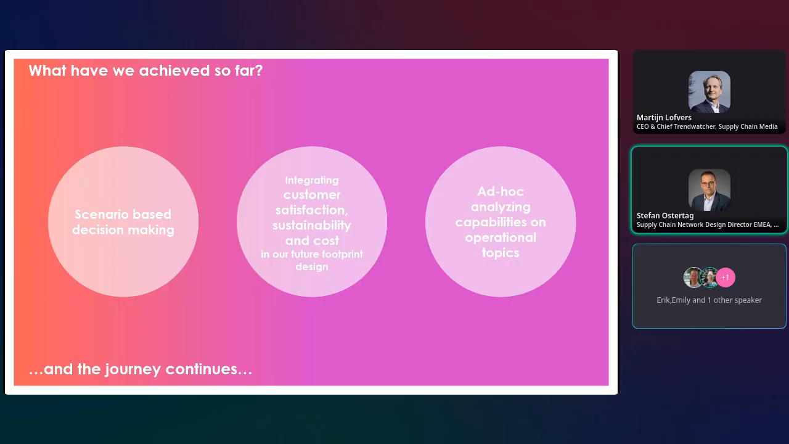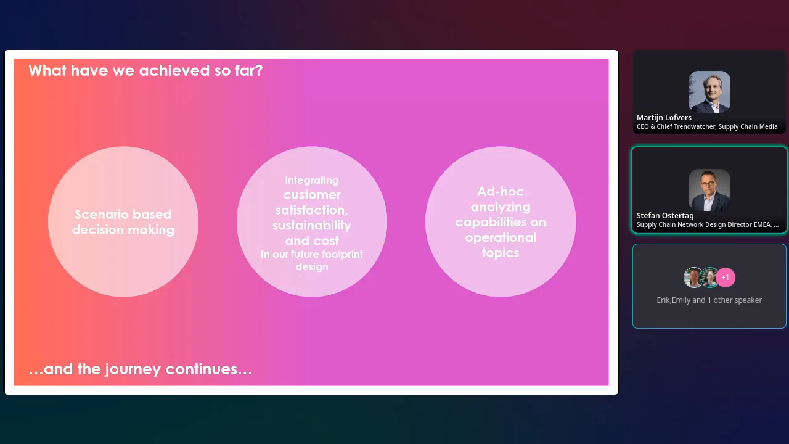So in the beginning, for example, in the first model, we didn't have sustainability integrated, but now in the next iteration of our digital twin, we put sustainability in as a decision-making factor. So it's not only cost, but we also look at our CO2 footprint and how it evolves in the different potential network designs. And last but not least, we get much more speed on operational topics.